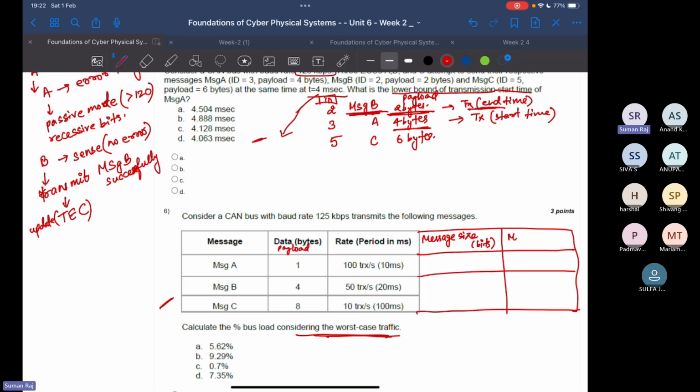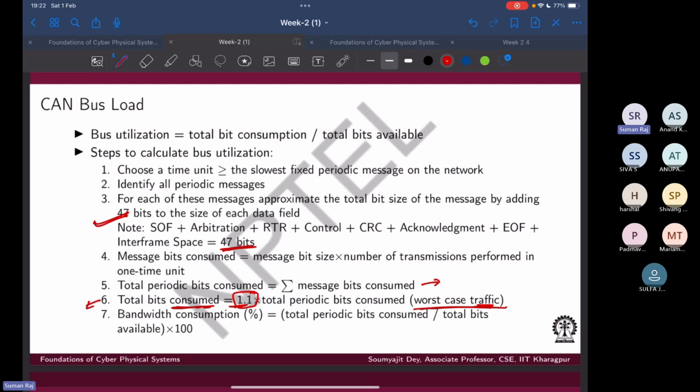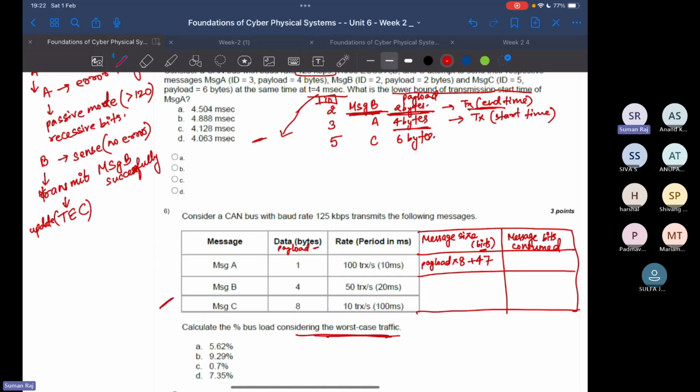Yeah, and over here you have to create another column, message bits consumed. Okay, and for message size, how do you calculate it? You calculate payload into, so this is in bytes, you have to convert it into bits. So you multiply it by 8 plus the 47 that you do over here. So we add 47 bits because of all these extra things that we add over there. Okay, so for each of them you calculate that.